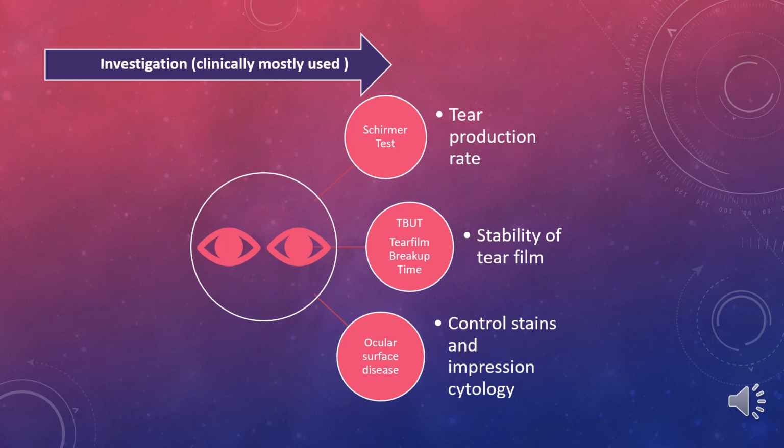To investigate dry eye, we can perform the Schirmer test. It includes Schirmer test 1 and 2. They tell us the tear production rate, whereas the second test is the tear film breakup time. It tells us the stability of the tear film. Third, we can stain the cornea with several dyes to check the impression of the cornea.